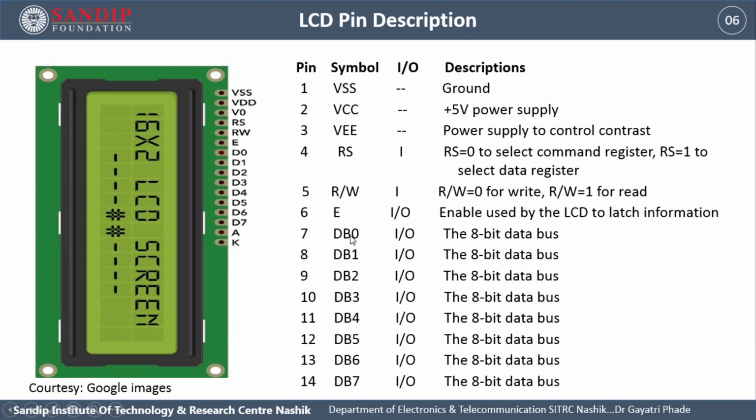Next, there are the data bits DB0 to DB7. 8 pins are involved for the actual data to be displayed on the LCD or the command we are passing to the LCD. So in this way, these are the 14 pins. Pin numbers 15 and 16 are anode and cathode, which can be connected to positive and ground.